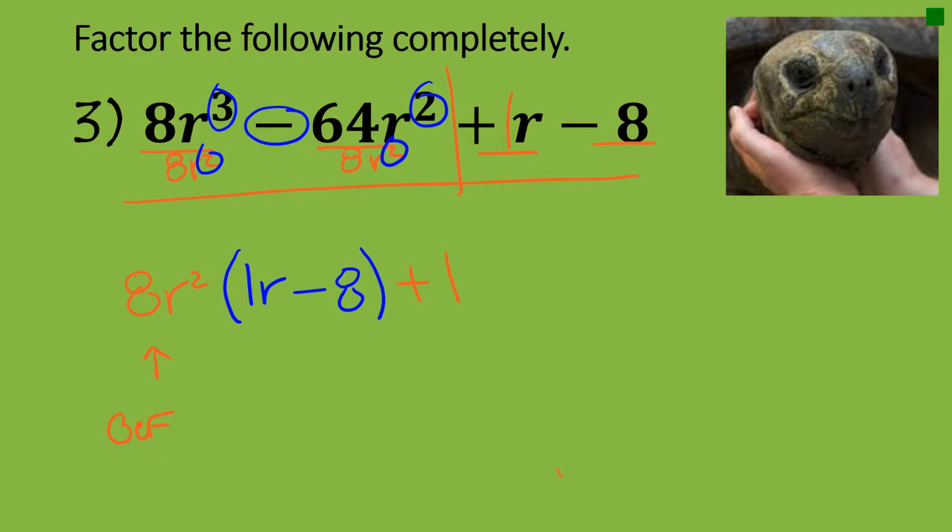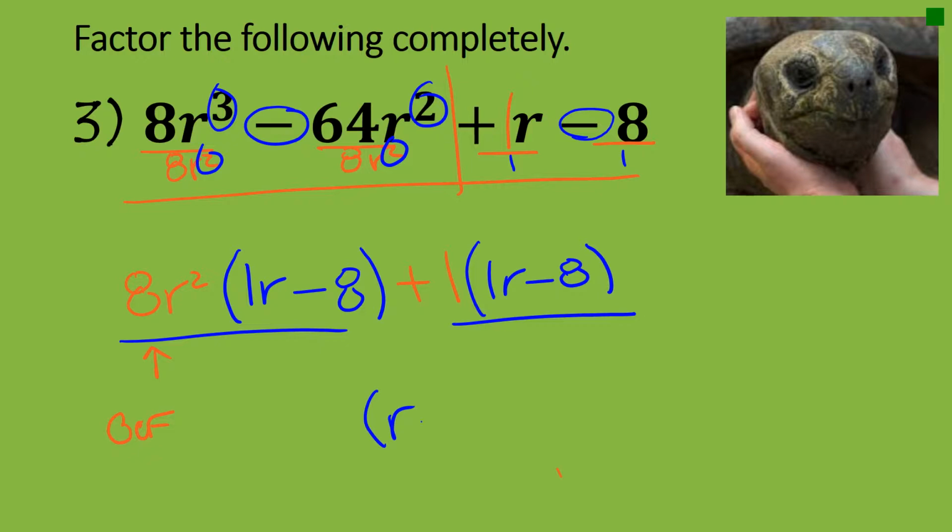The only thing they have in common is 1. Everybody has to have something in common. They always have a 1, if nothing else. 1 divided by 1 is 1 with an r left over. Negative 8 divided by 1 is negative 8. So now looking at these two terms, what do they have in common? R minus 8. And when I factor it out of the first term, I have 8r squared. Factor it out of the second term, I have plus 1.